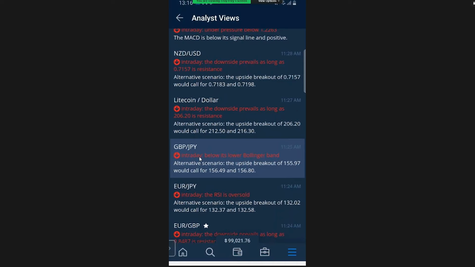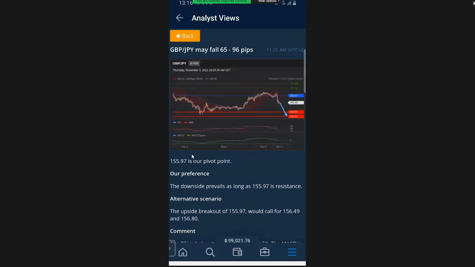If we tap on that, we get a breakdown of the technical analysis of what is expected to happen. We see 155.97 is our pivot point. Preference is the downside prevails as long as 155.97 is resistance. So 155.97 is up here. As long as that is still resistance, meaning it didn't break above it, then this downward move is what's expected to happen.